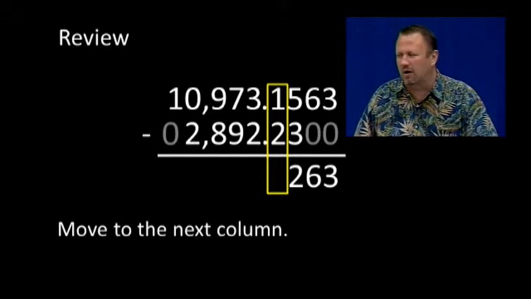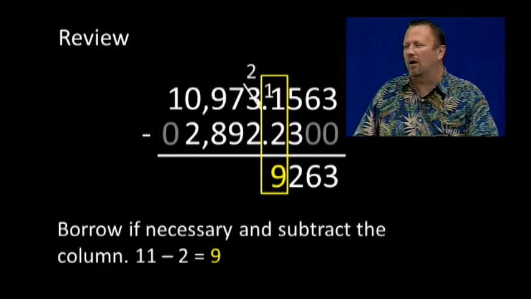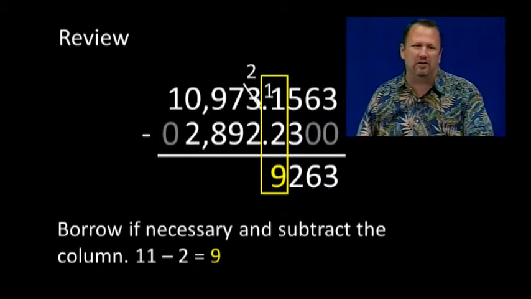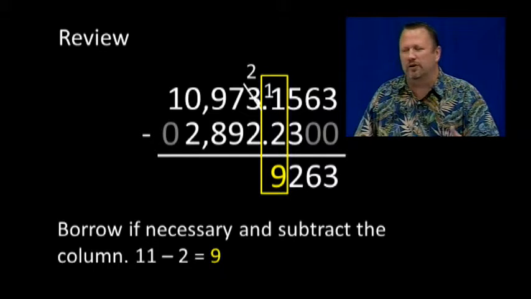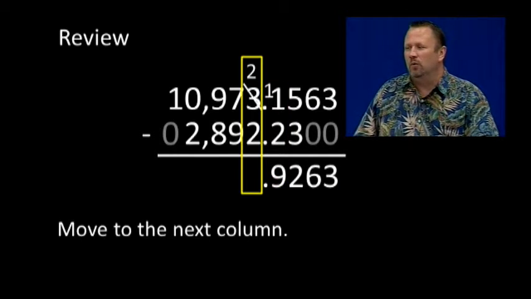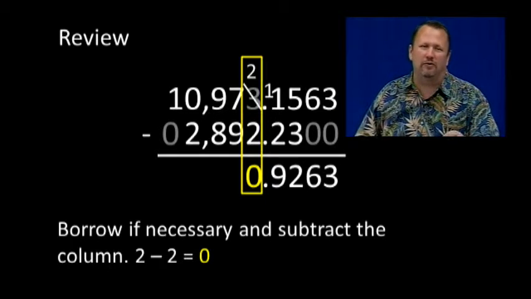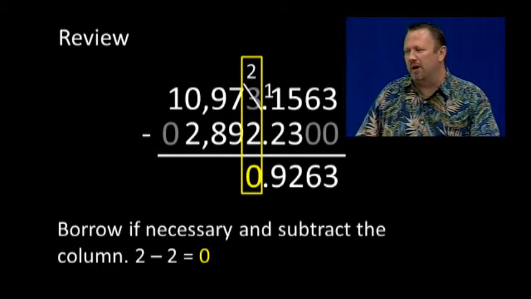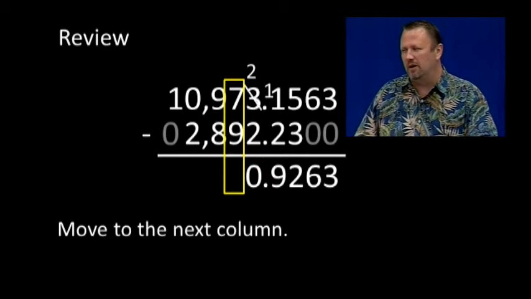We move to the next column, and here we will need to borrow from the next column. So we've borrowed 10 from the next column. We've turned our 1 into an 11. 11 minus 2 is equal to 9. We move to the next column. Because we borrowed from the 3, we were left with 2. So 2 minus 2 is equal to 0. And move to the next column.